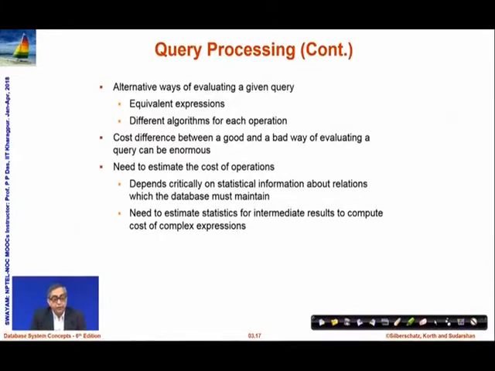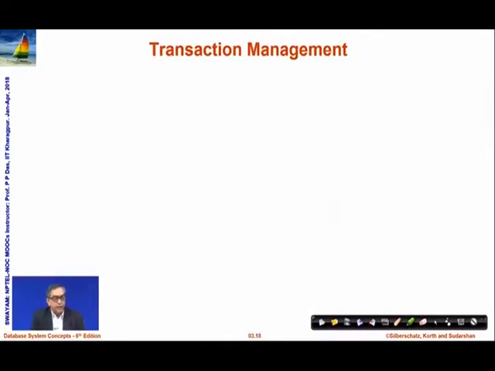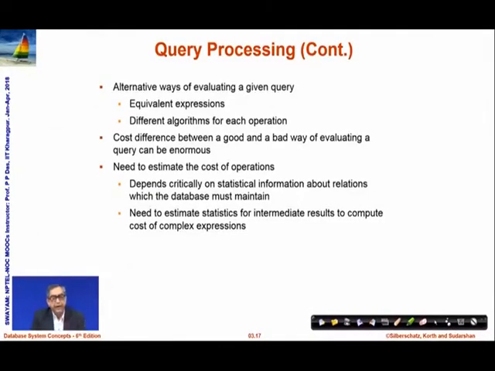Then we need to estimate the cost of every operation. It depends on the information of what has happened in the past, the statistical information, and we need to estimate those statistics for intermediate results. These are the couple of things that the query processing sub engine in a database will do.